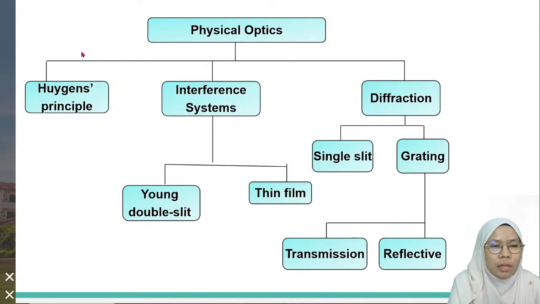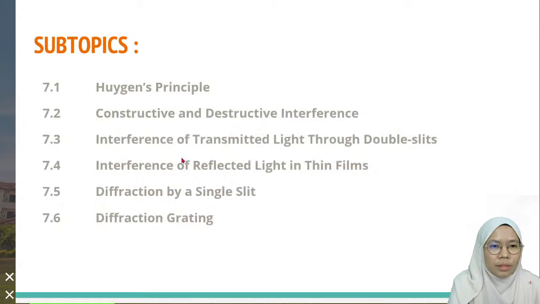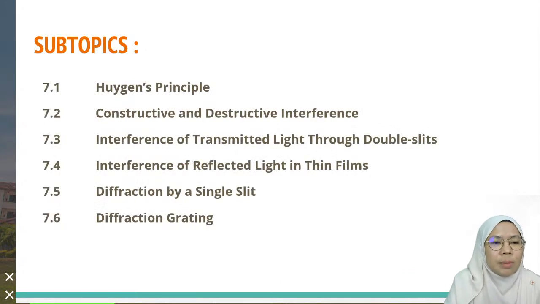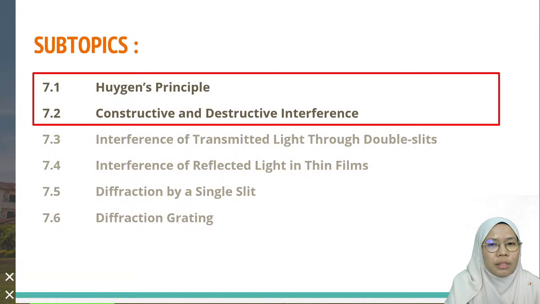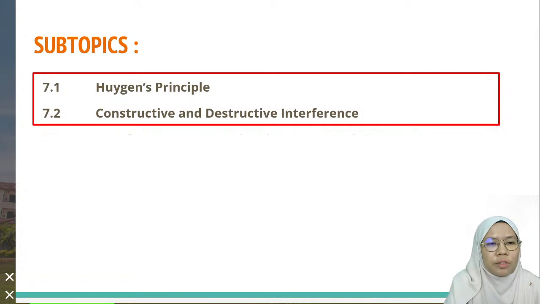So for today, we are going to look at Huygens principle and then interference system. The rest will be covered in the next lecture. There are 6 subtopics for chapter 7. We are covering the first 2, Huygens principle and constructive and destructive interference. The 7.2 will be quite easy for you because you have learned this in semester 1, right?